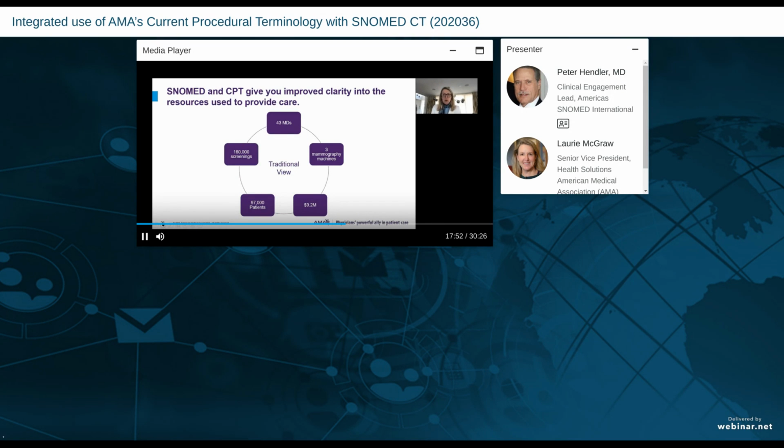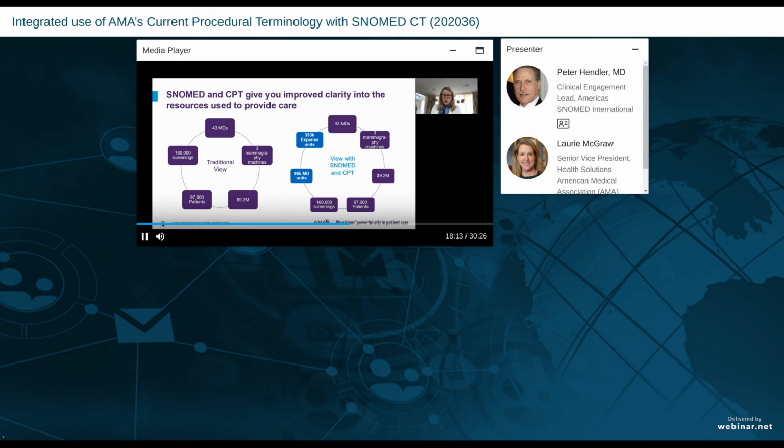With this traditional view, it would be hard to know if your physicians and your equipment were being used efficiently because they were delivering other procedures or might have been used for other care. Now, by using SNOMED and CPT, you have a more granular view of how many physicians and equipment resources were used to provide the breast cancer screening and the treatment for each patient population. It's worth underscoring this point. SNOMED with CPT allow you to see the type and quantity of resources used for every care pathway and population.